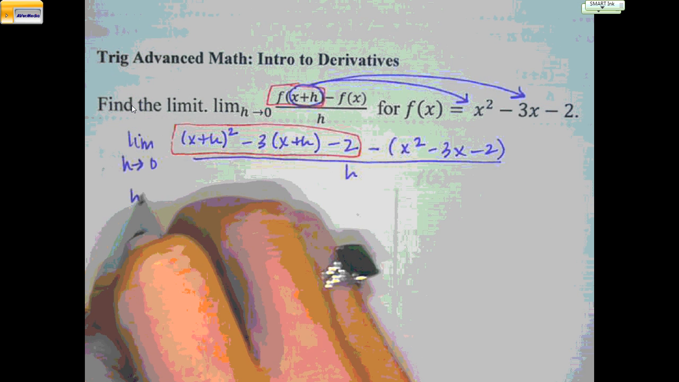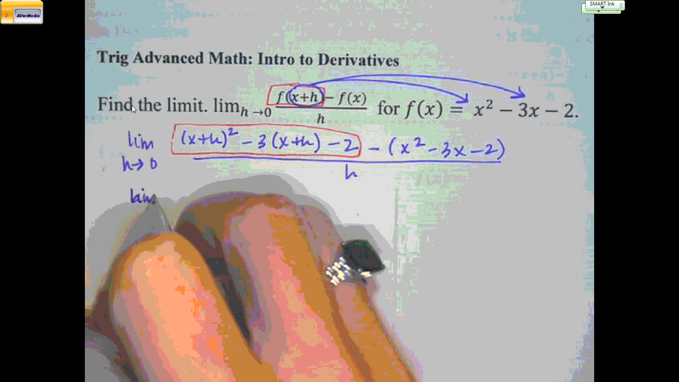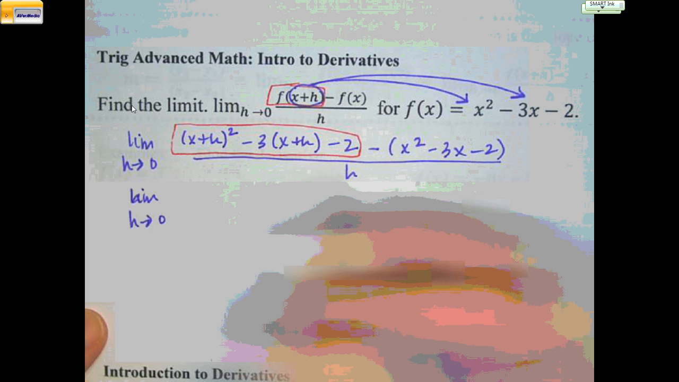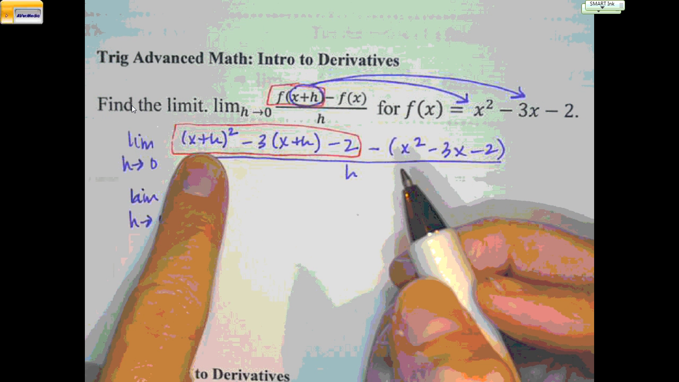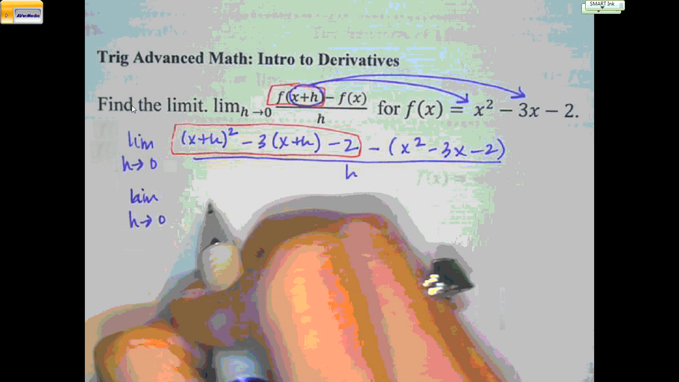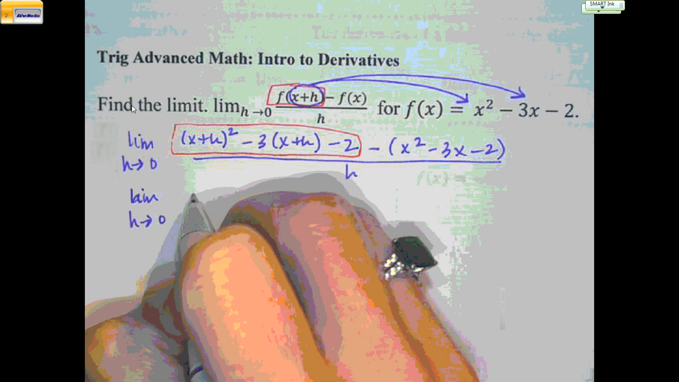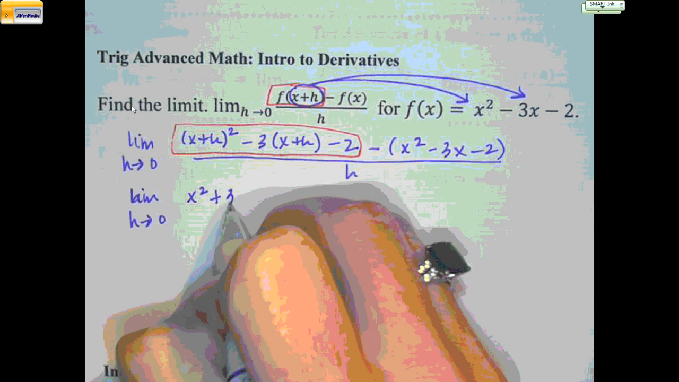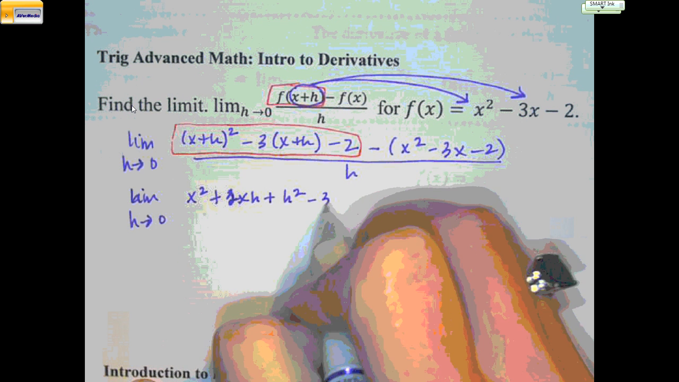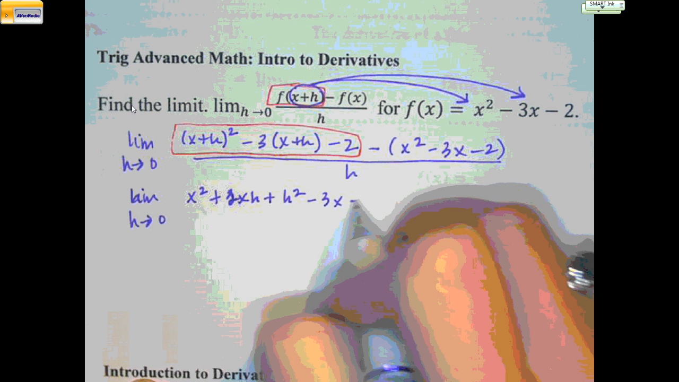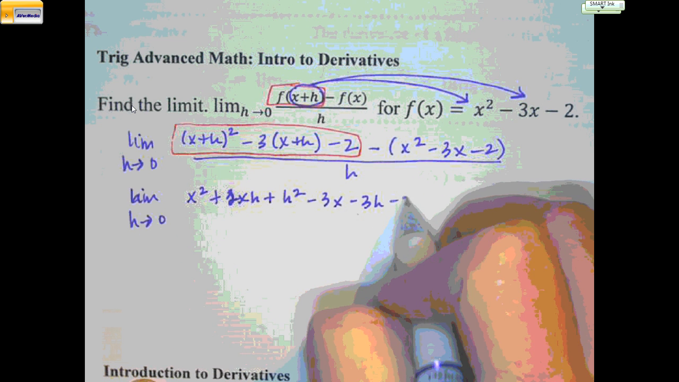And that's the limit as h approaches 0. And that's where some of you went wrong on your test. A lot of you don't know how to FOIL this. It is not x squared plus h squared. If you do first, outside, inside, last, you get x squared plus 2xh plus h squared. Distribute the negative 3. Distribute the negative.